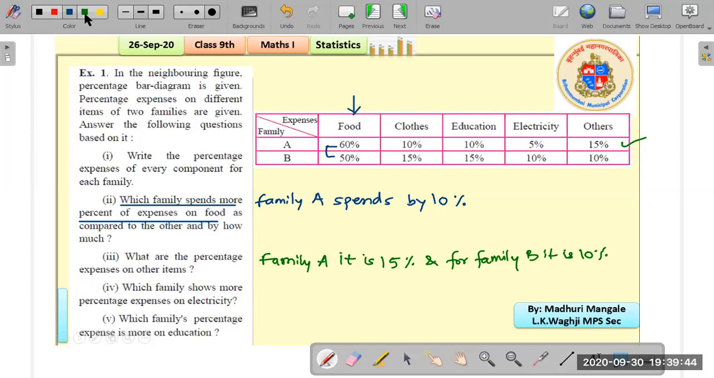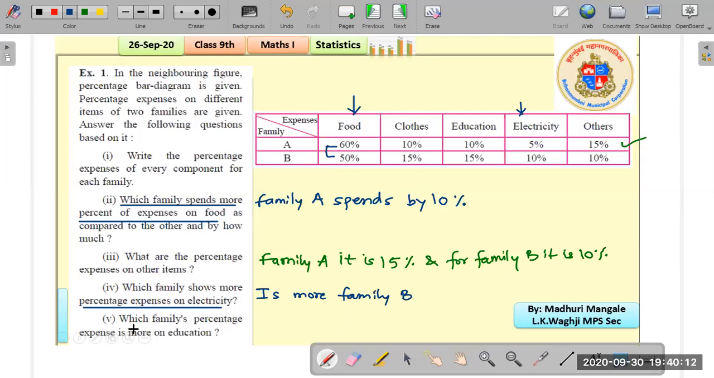Which family shows more percentage expenses on electricity? On electricity, we are looking at the electricity column now. So over here, in the electricity column, which family shows more? That is 10% for family B. So we write the answer. The percentage expenses on electricity is more for family B.